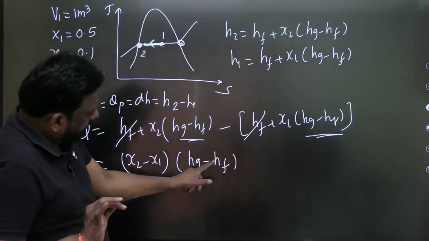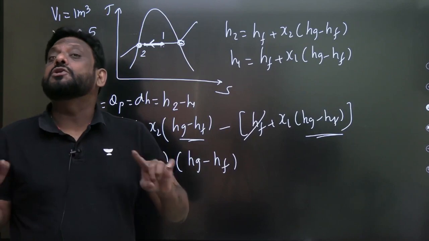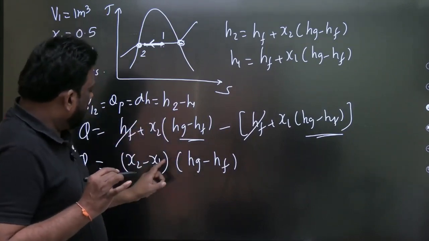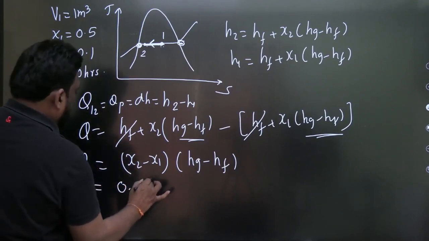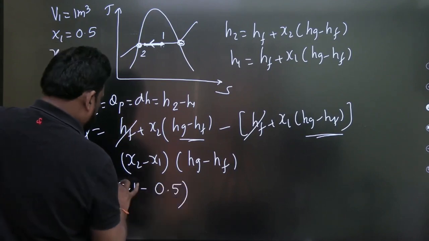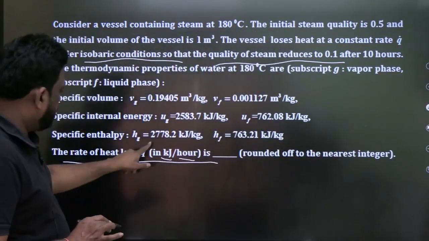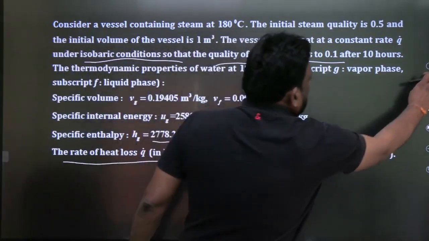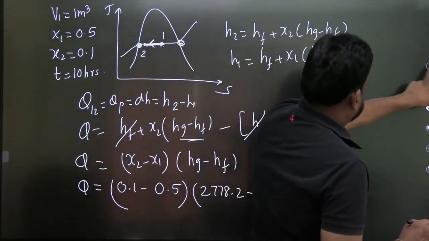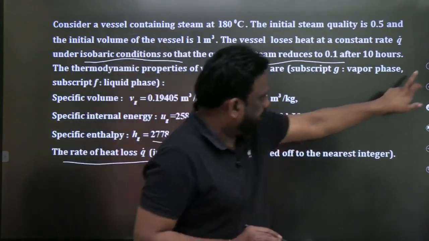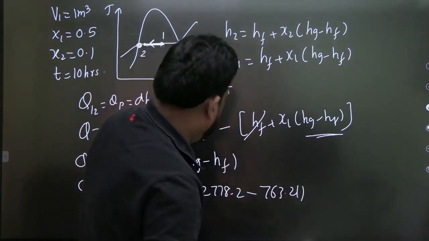But please note down, the enthalpy is given in kilojoule per kg, so the answer will be in kilojoule per kg. But he is asking in kilojoule per hour. Observe carefully. Let us find the heat transfer. What is X2? It is 0.1. And X1 is 0.5, into Hg minus Hf. What is Hg minus Hf? Hg is 2778.2, and Hf is given as 763.21. These enthalpies are given in kilojoule per kg.